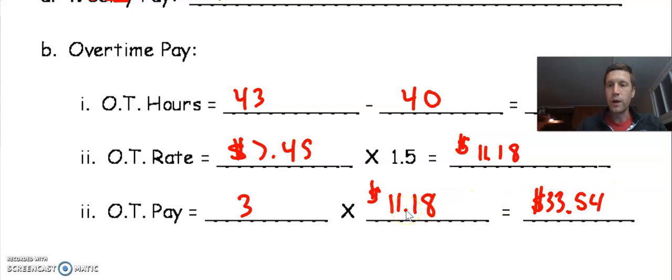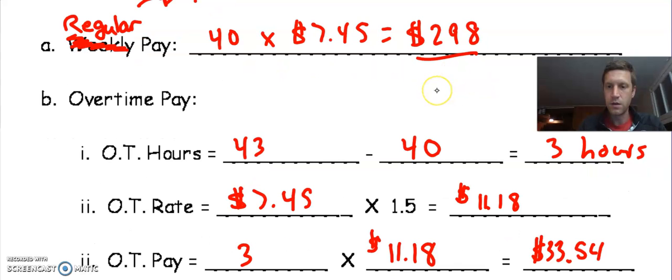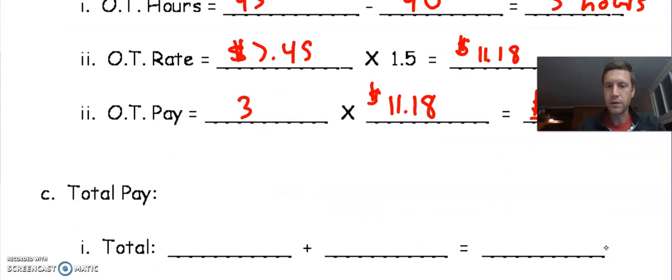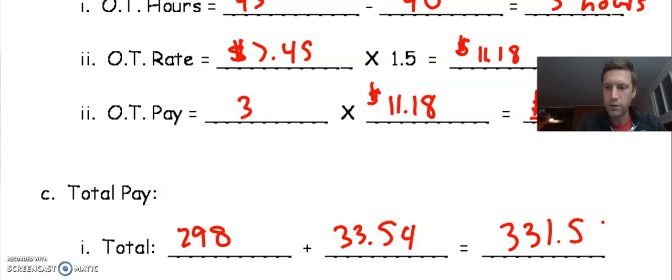And then to get my total pay, I'm going to take the $298, add it to the $33.54, and that's going to be my total. So $298 plus $33.54, and that's going to give me $331.54.